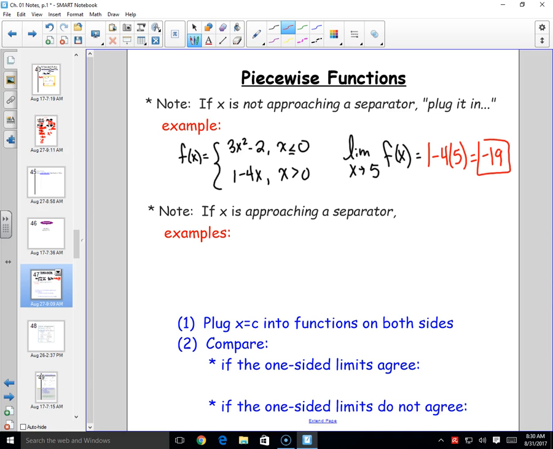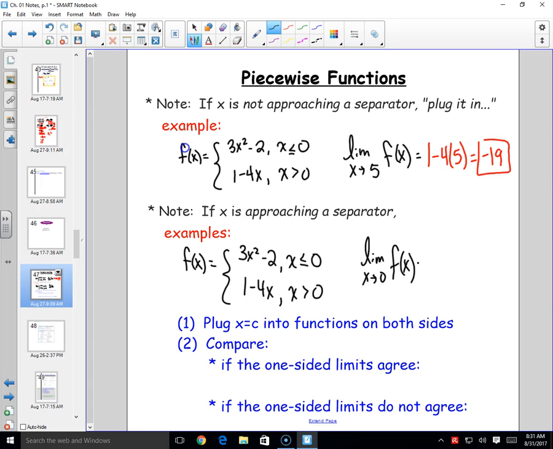But where does the dilemma lie? Let's use the exact same function, written correctly the first time. You're welcome. But what if I ask you instead, not the limit as x approaches 5, but if it's approaching a separator, the limit as x approaches 0. Now what? You have to plug in where? To both. Why both?